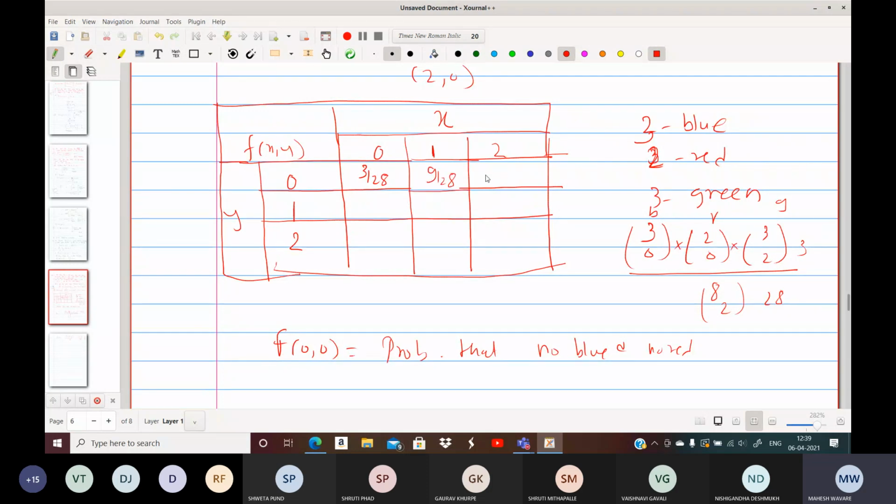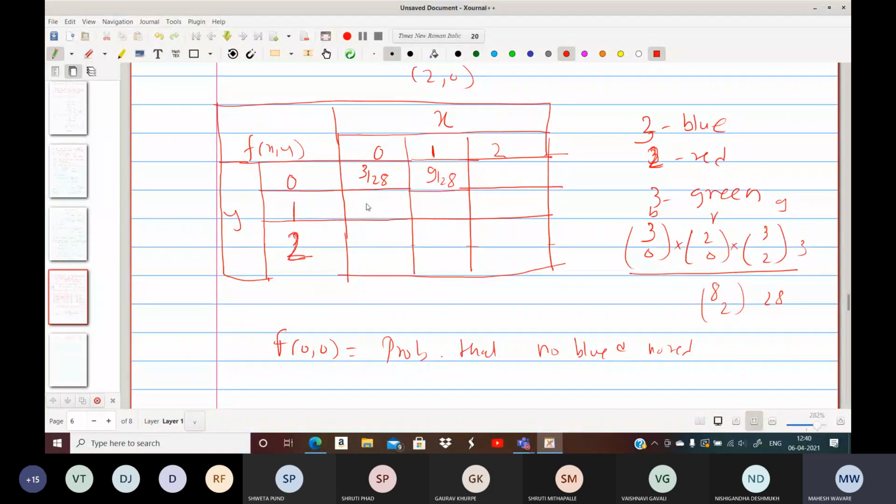Now this value is f of 0 comma 2. Impossible, since we are selecting only 2 refills, so the value y equal to 3 should not be there, though y has 3 choices.